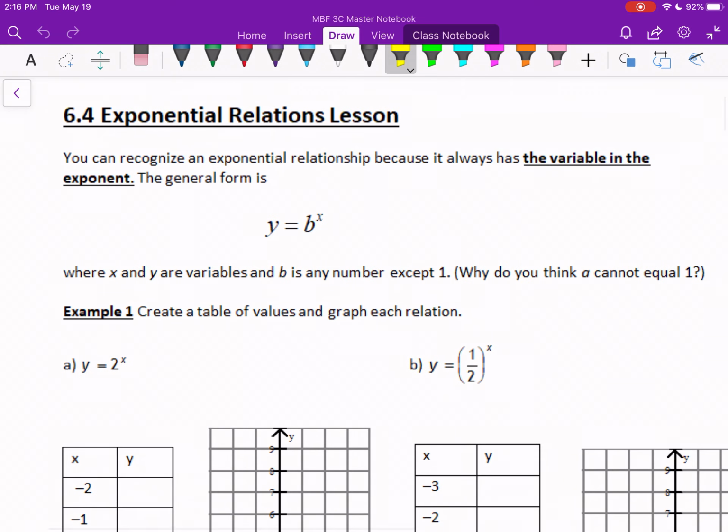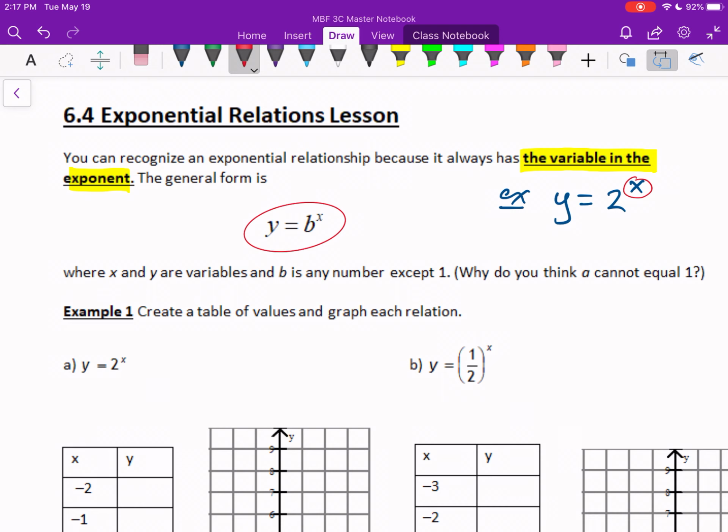So you can recognize an exponential relationship because the variable is always the exponent. In this case, y equals b to the x, where b can be any number. So it's always going to be in this form. For example, an exponential relation might be y equals 2 to the x. That has x, the variable, as the exponent.